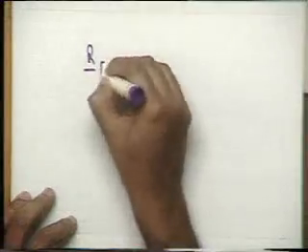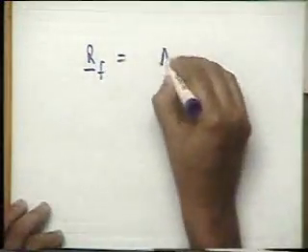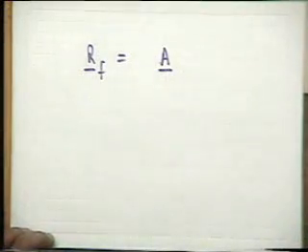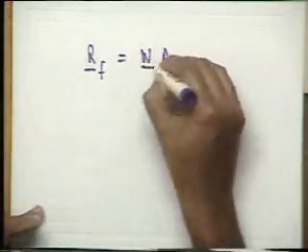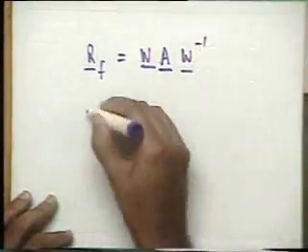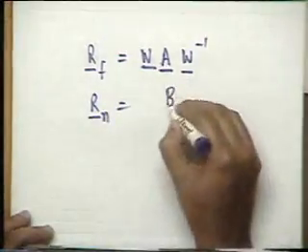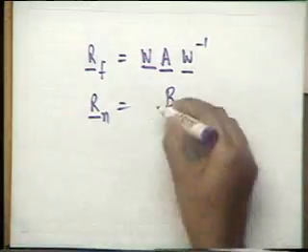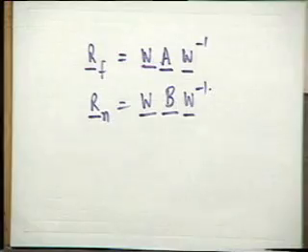So tell me what is going to be RF written in terms of the diagonalized matrix A. Quick. Pre-multiplied by W, A, and post-multiplied by W inverse. And what is going to be Rn? This is equal to B, again pre-multiplied by W, post-multiplied by W inverse.